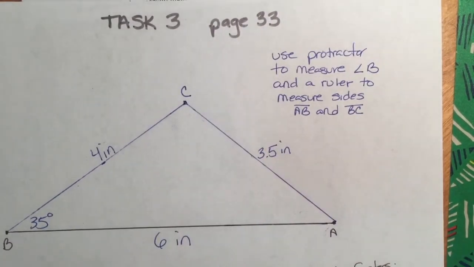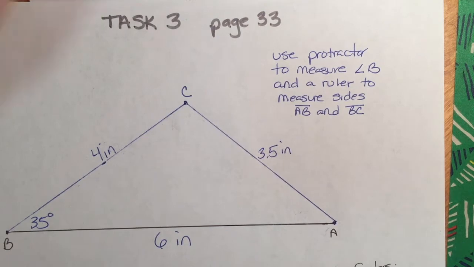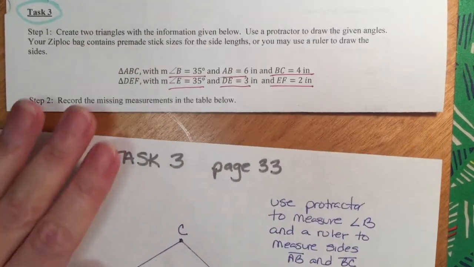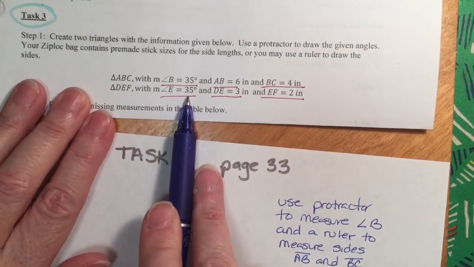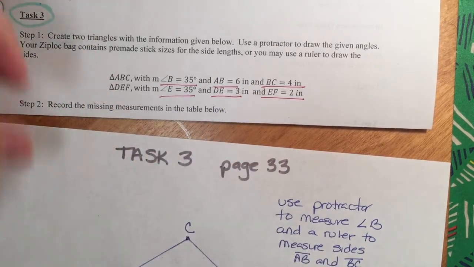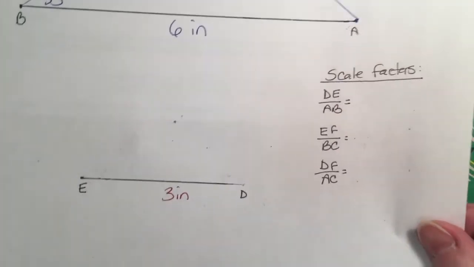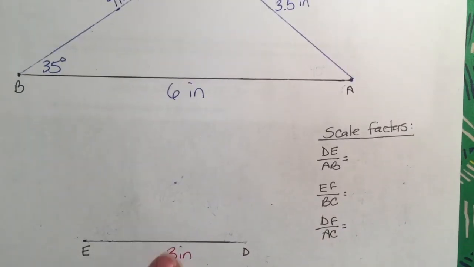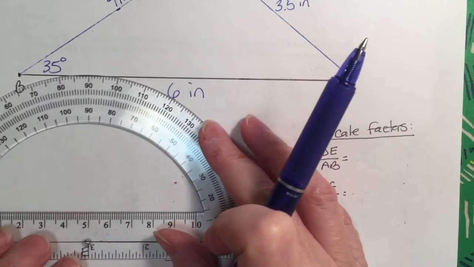Okay, so now let's draw the other triangle. The other triangle, they told us, is going to have that same angle of 35, but it wants that first side to only be 3 inches instead of 6 inches. So here we go. 3 inches. We need a 35-degree angle.